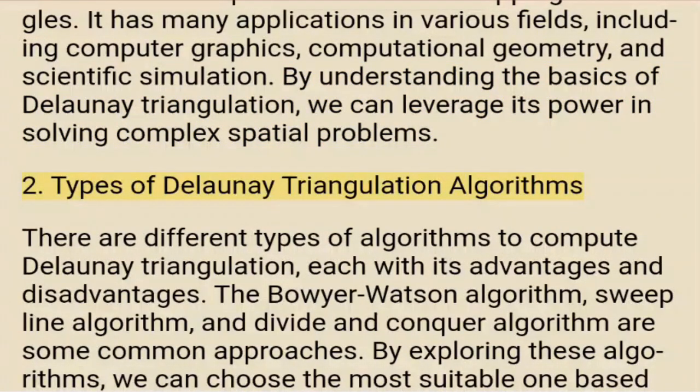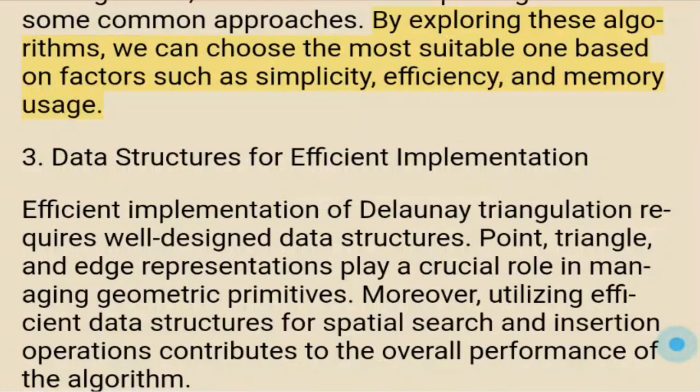2. Types of Delaunay triangulation algorithms. There are different types of algorithms to compute Delaunay triangulation, each with its advantages and disadvantages. The Bowyer-Watson algorithm, sweep-line algorithm, and divide-and-conquer algorithm are some common approaches. By exploring these algorithms, we can choose the most suitable one based on factors such as simplicity, efficiency, and memory usage.